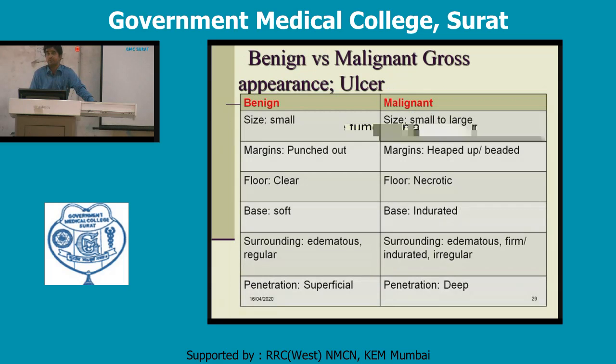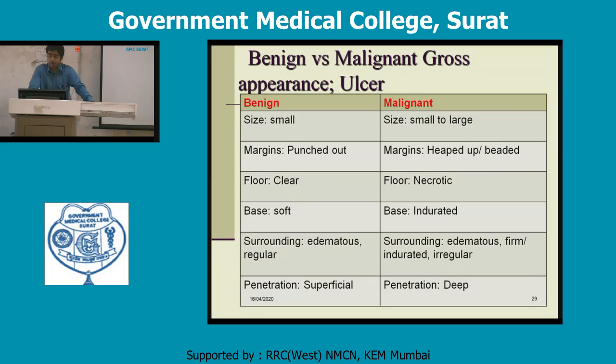This lesion may form an ulcer, and by just gross inspection we can differentiate between a benign ulcer and a malignant ulcer. The size of the benign ulcer is small, while in malignancy it may become large. Margin is punched out in a benign ulcer, while it is heaped up in malignant. Floor of the benign ulcer is clear, while in malignancy it is necrotic, with presence of necrotic yellowish material. Base of the benign ulcer is soft, while here it is indurated.